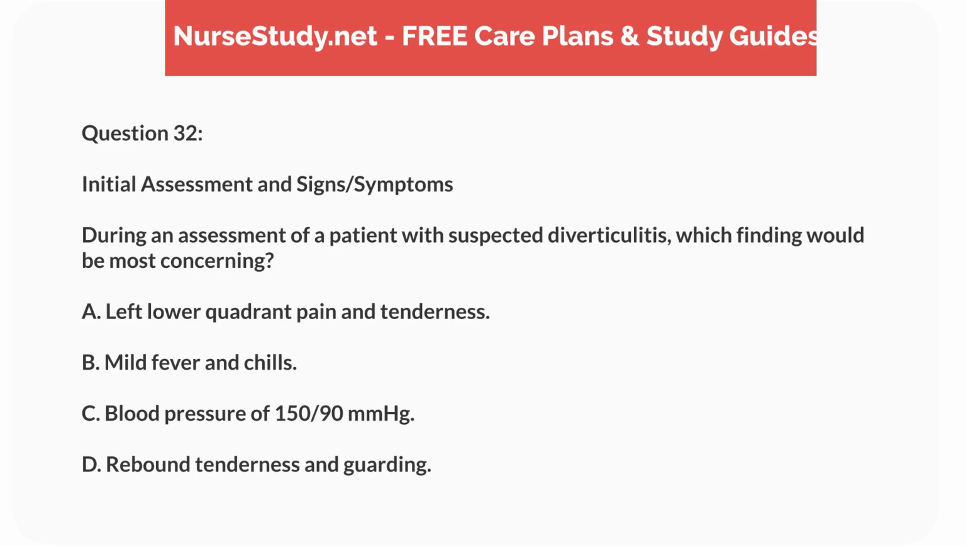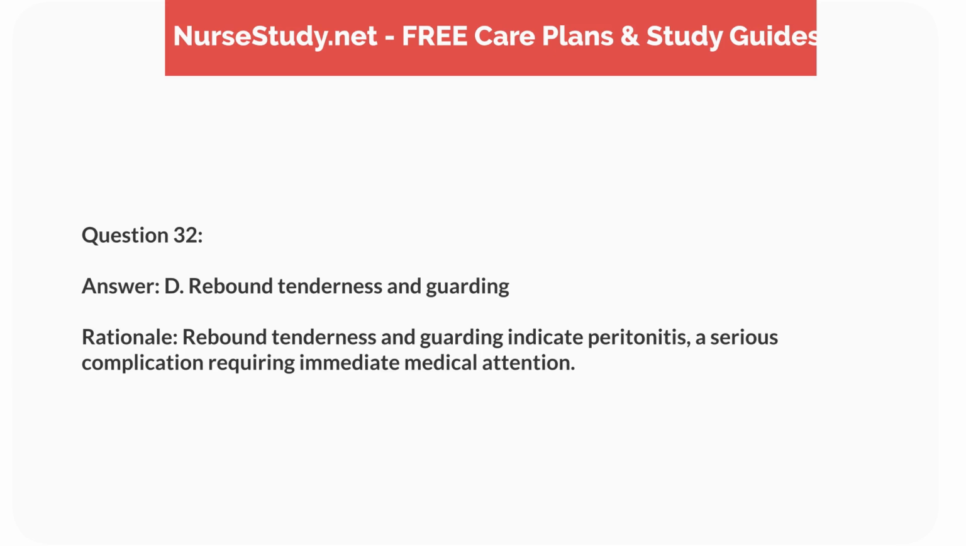Question 32. Initial assessment and signs/symptoms. During an assessment of a patient with suspected diverticulitis, which finding would be most concerning? A. Left lower quadrant pain and tenderness. B. Mild fever and chills. C. Blood pressure of 150/90 mm of mercury. D. Rebound tenderness and guarding. Answer: D. Rationale: rebound tenderness and guarding indicate peritonitis, a serious complication requiring immediate medical attention.